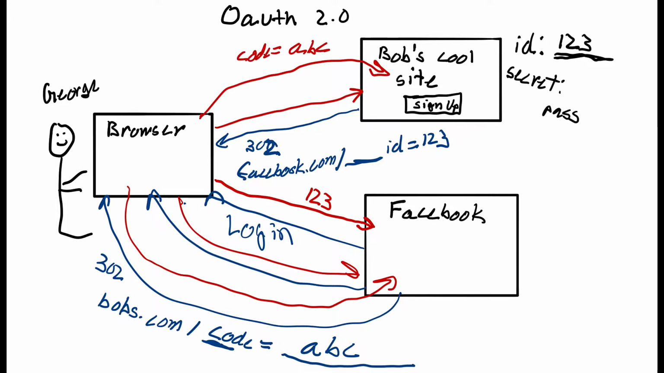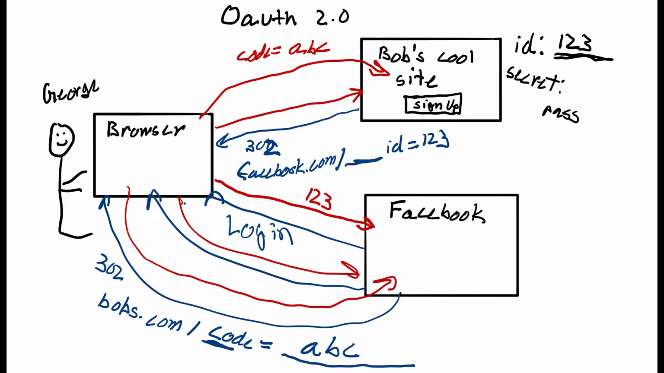And you'll see why it created a code in the next step. So the next step is Bob just got this code back from George's browser, and it went through the URL. This code went through the URL, and then the browser made the request with that code to Bob's site. So now Bob has a code.